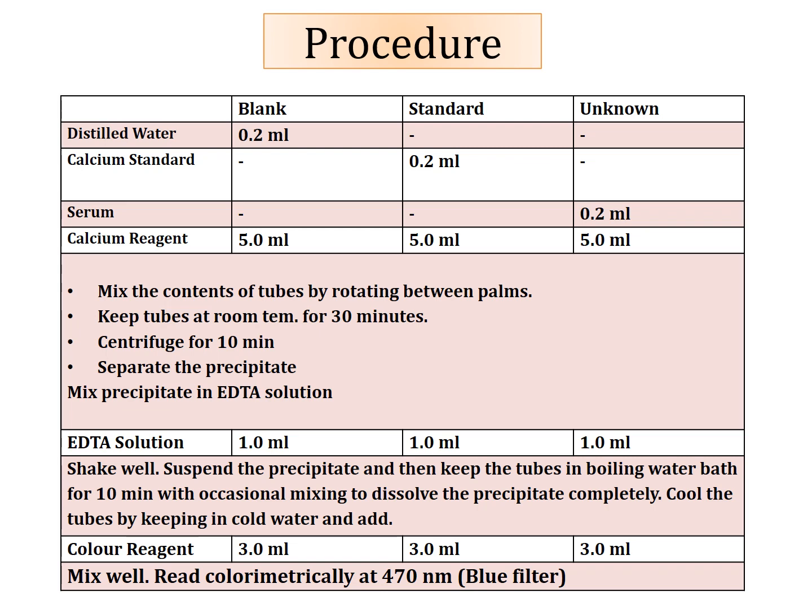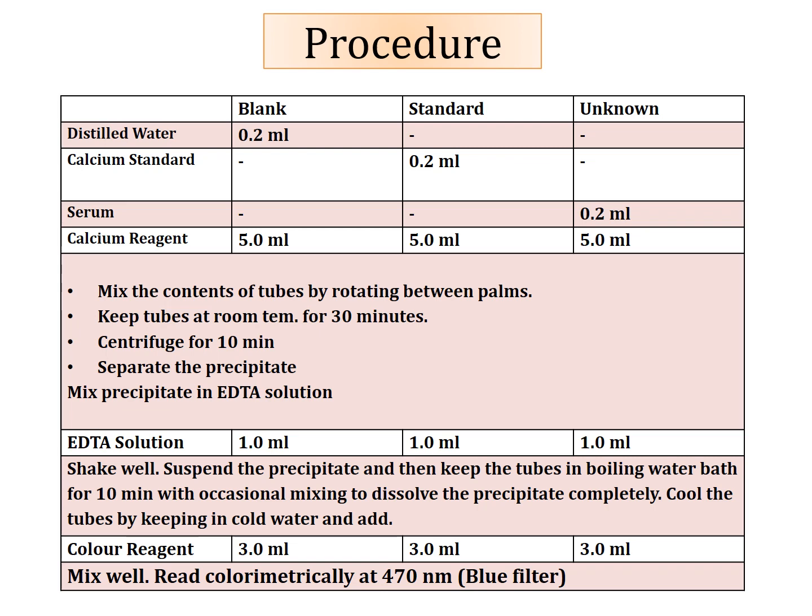The procedure to be followed is: take 3 centrifuge tubes, label tubes as blank, standard and unknown. In blank tube, add 0.2 ml of distilled water. In standard tube, add 0.2 ml of standard, and in unknown tube, add 0.2 ml of serum. After that, add 5 ml of calcium reagent in all 3 tubes. Mix the content of tubes by rotating between palms. Allow all 3 tubes to stand at room temperature for 30 minutes and then centrifuge for 10 minutes.